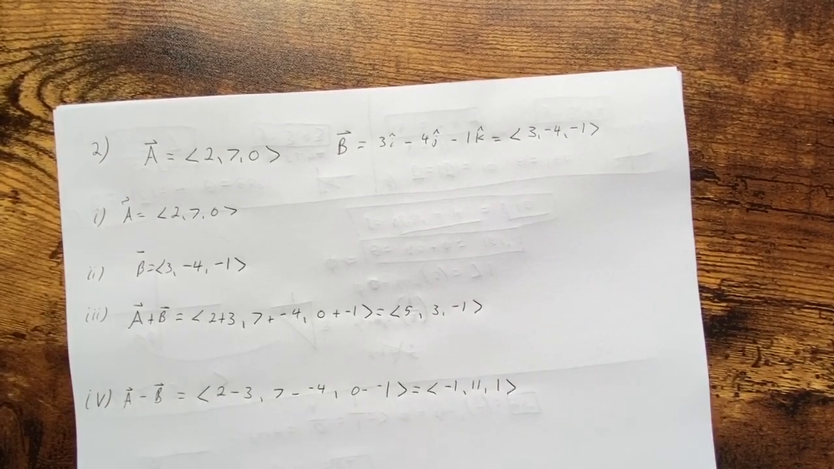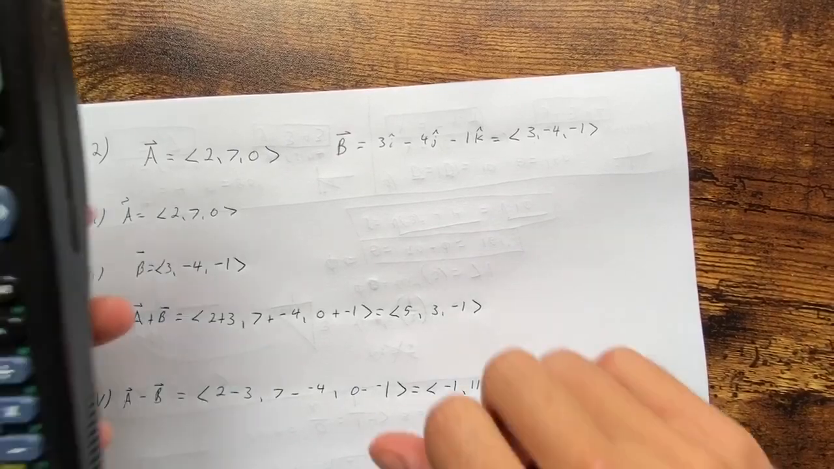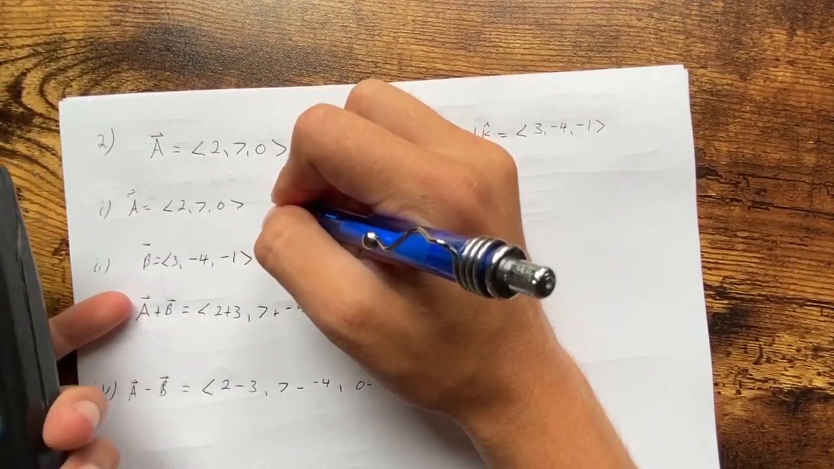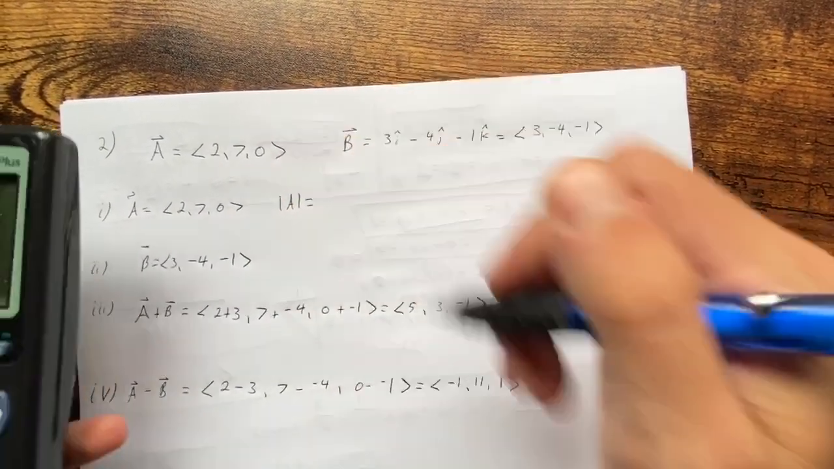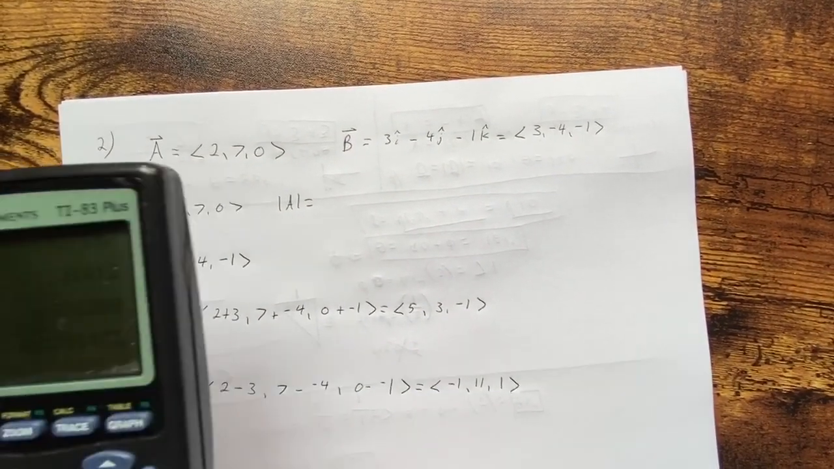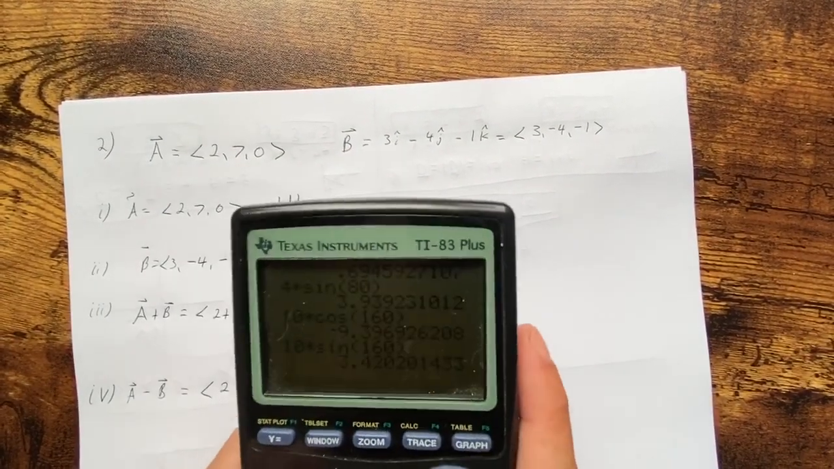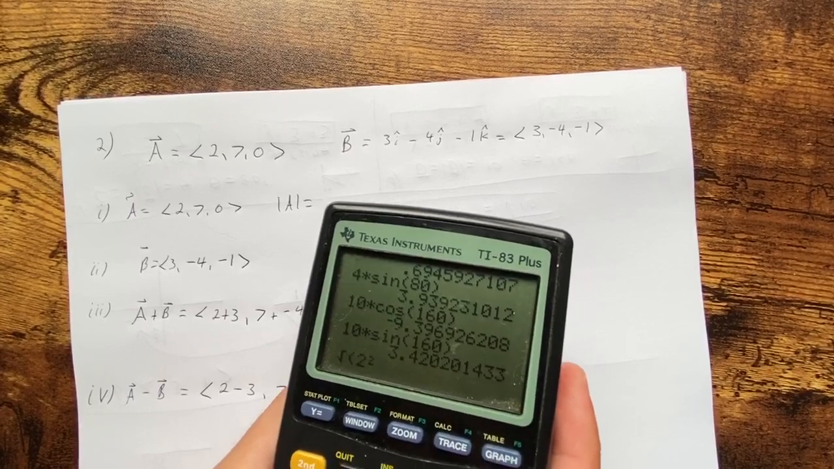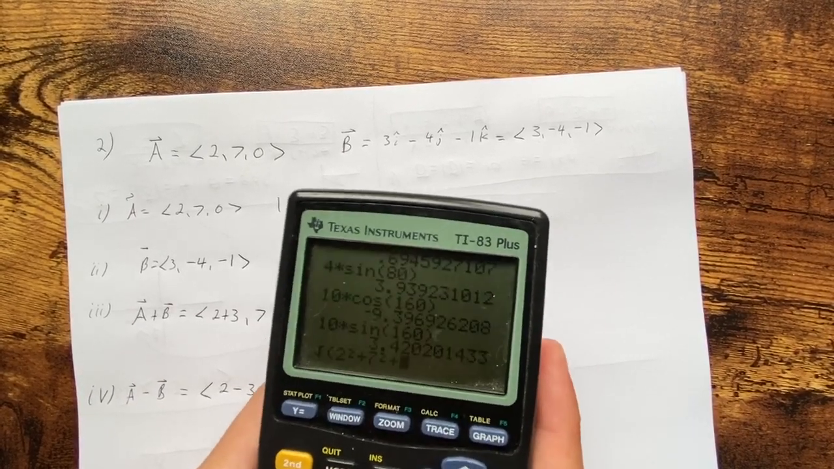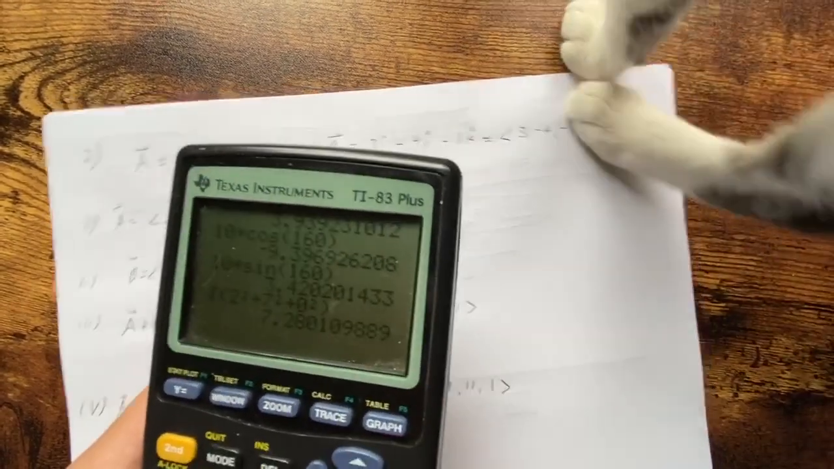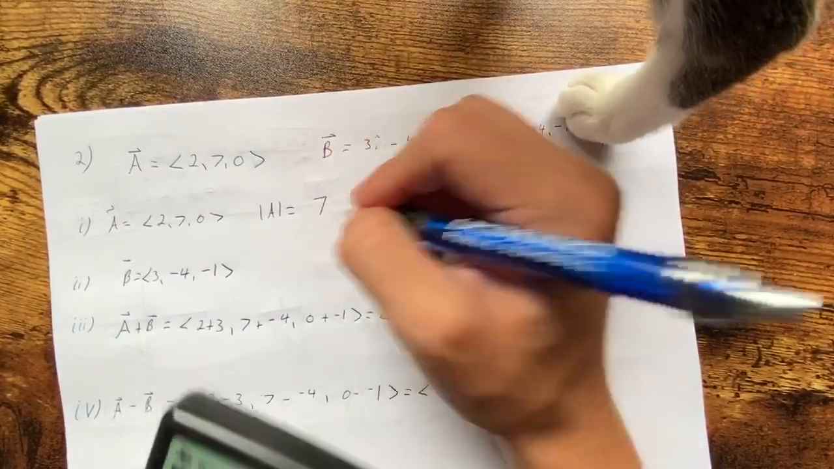Okay, so now we just need to take the magnitudes of all these vectors. So magnitude of A equals the square root of 2 squared plus 7 squared plus 0 squared. And that equals 7.28.